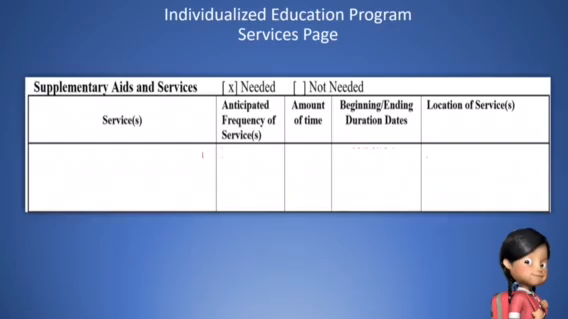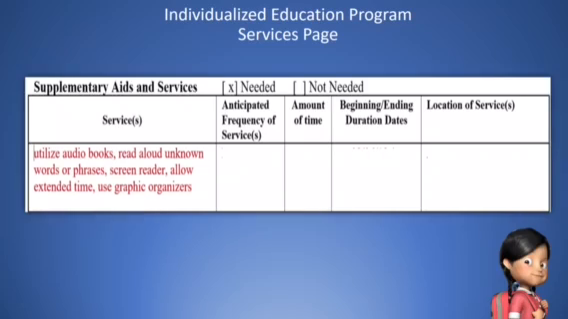Looking at supplementary aids and services, this is information on accommodations and things that level the playing field for students with disabilities. Some examples might be utilize audiobooks, read aloud unknown words or phrases, screen reader, allow extended time, use graphic organizers, and of course many others.